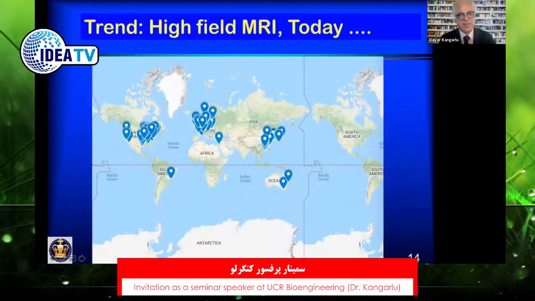This is the map of the high field MRI in the world today. You can see that the concentration of high-field MRI is mostly in economically advanced countries and wealthy countries, primarily United States, North America, Europe, and now China and Southeast Asia. There's 2 in Australia, 1 in Israel, and 1 in Brazil. I think altogether, if you add them up, you will have something like 70 7 Tesla MRI scanners, which are primarily used for research.